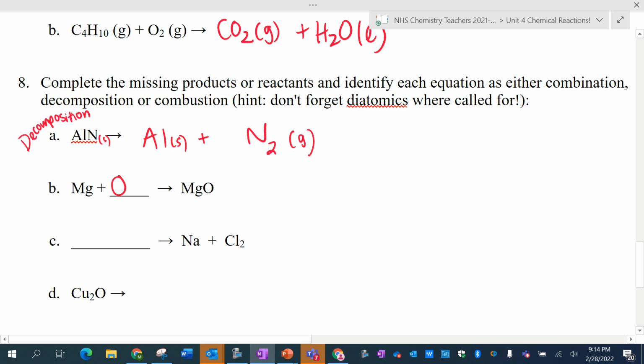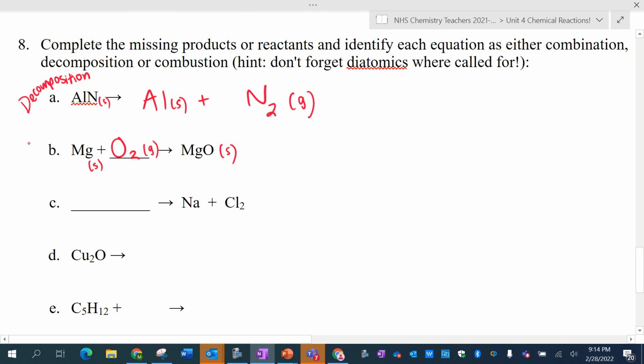This one must be Mg plus O, but it's never alone, so it gets a 2. Mg's S for solid. Oxygen's a gas. That is solid because it's ionic. And this is a combination reaction because there's one product.